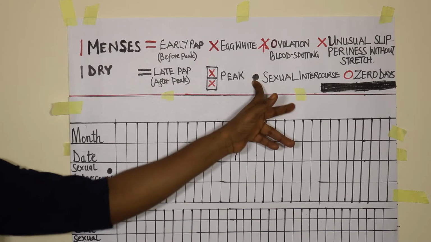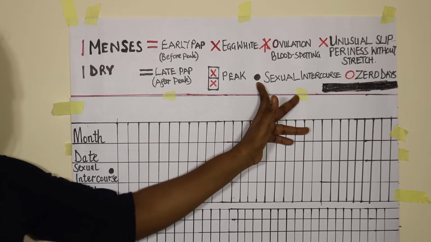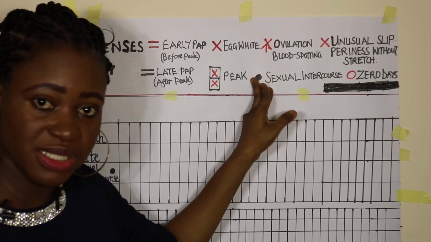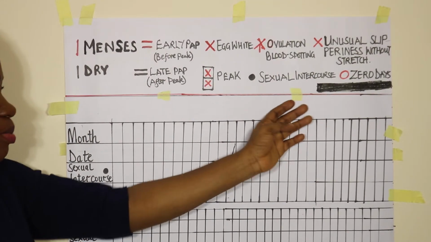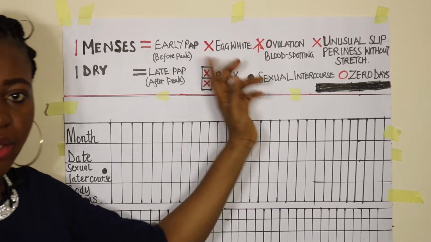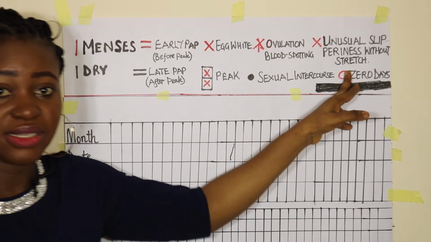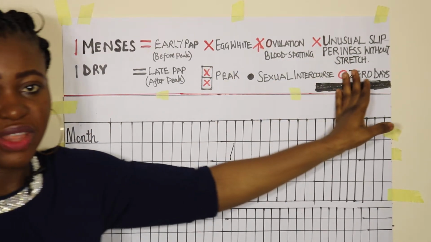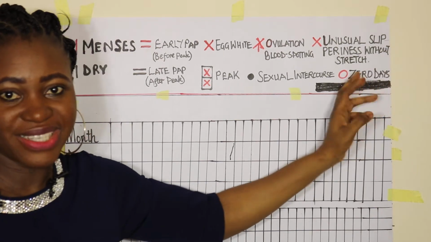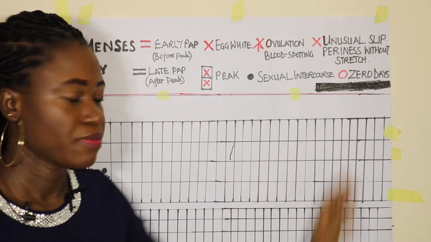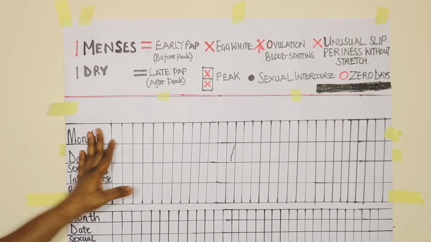It is a full stop sign. You are going to have a place where you mark your intercourse days, so that when you get pregnant, you look back and know that, okay, this is the day I got pregnant. And then you have the 0 days. The 0 days are the 3 days after your ovulation that I told you that you are still fertile on these days. Okay, so we are going to start charting now.